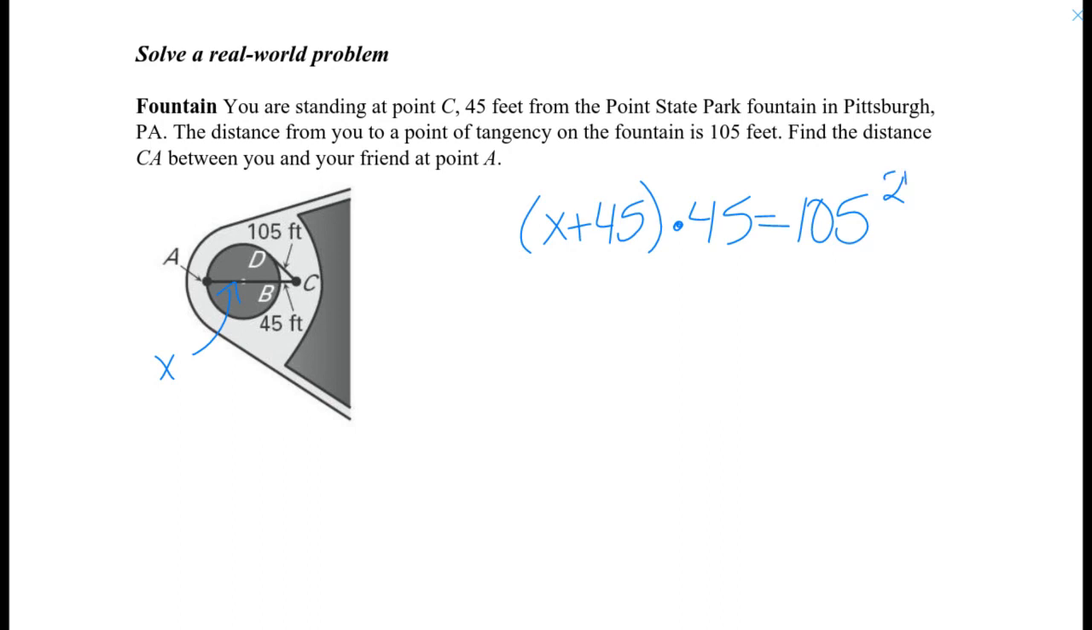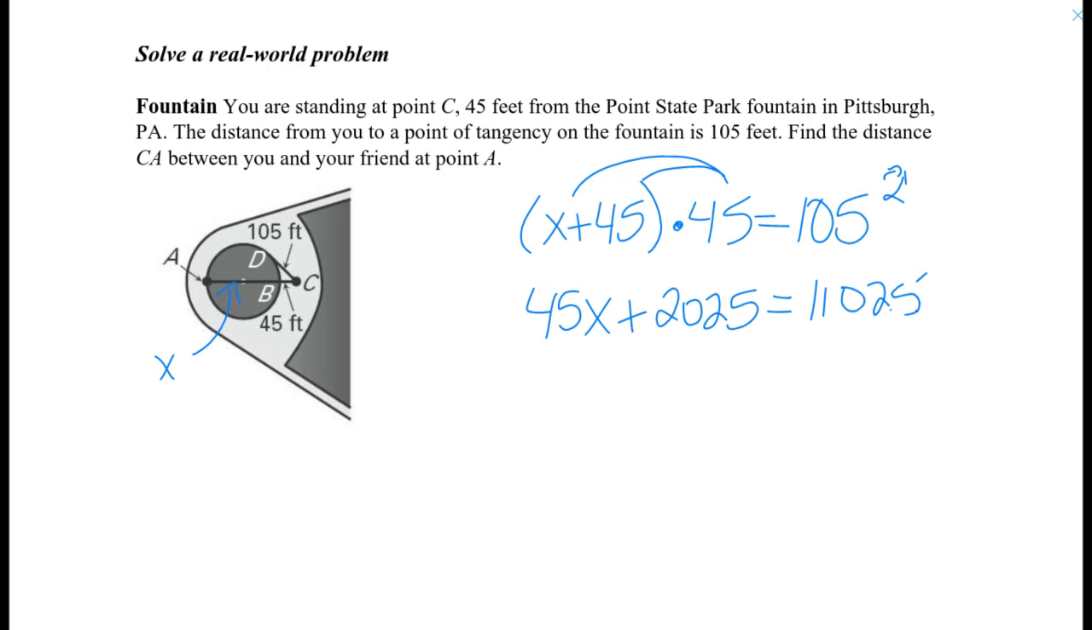We're going to distribute, multiply, and start solving for X. So when we distribute over here, we have 45X and then 45 squared is 2,025. On the other side, we have 105 squared, which is 11,025. Here we do just have a regular linear equation, so we can solve it like any other linear equation. We subtract 2025 from both sides. So 45X is equal to 9,000. Then we divide by 45 and come up with X is equal to 200.